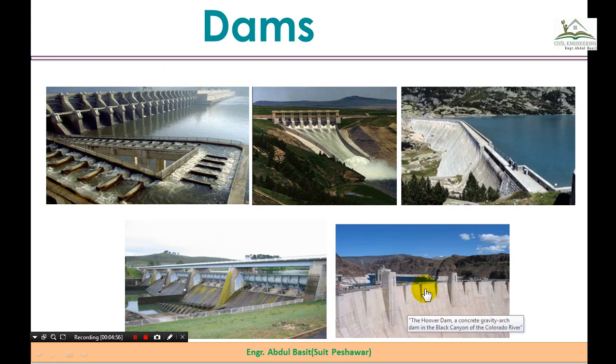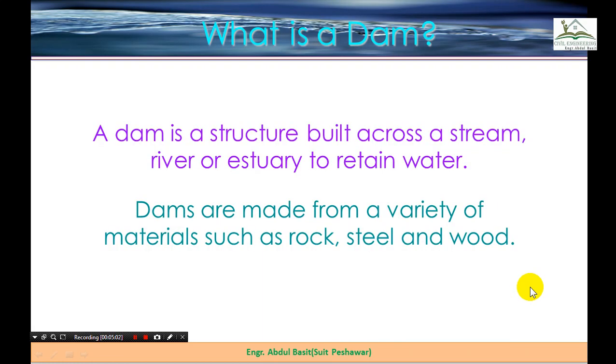Similarly, this is the Hoover Dam, that concrete dam, one of the largest concrete dams in the world. The dam is a structure that is built across a stream, a river, or an estuary to retain the water. So dam structures are actually simple. In simple words, it is a barrier that is constructed across the river to stop the water flow, to store the water on the upstream side of the barrier.